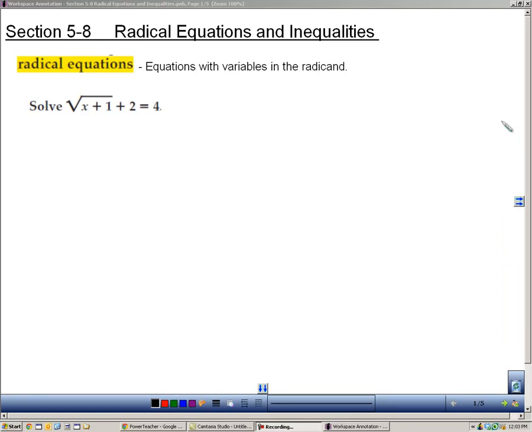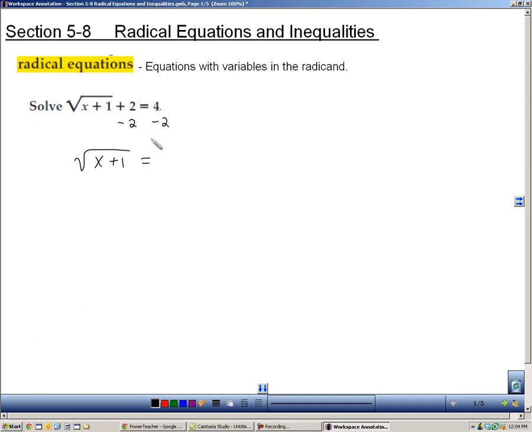Section 5.8 is about radical equations and inequalities. A radical equation is an equation that has a variable in the radicand. That means a variable is underneath the square root symbol. The way you solve things like this is you first want to get that radical by itself. So I'm going to move this minus 2 away. Notice I can do that because the 2 is not trapped under the radical sign.